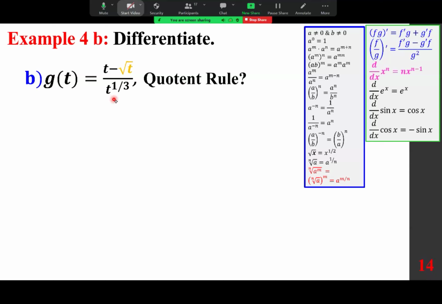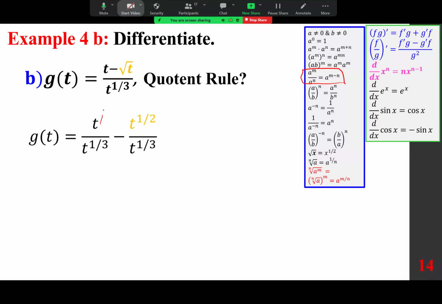So t divided by t to the power of 1/3 minus square root of t, which is t to the power of 1/2, over t to the power of 1/3. When the denominator consists of one algebraic expression or a monomial, you make up as many fractions as you need. Now, using the quotient rule for exponents, this is t to the power of 1 minus 2/3, and the second one is t to the power of 1/2 minus 1/3.